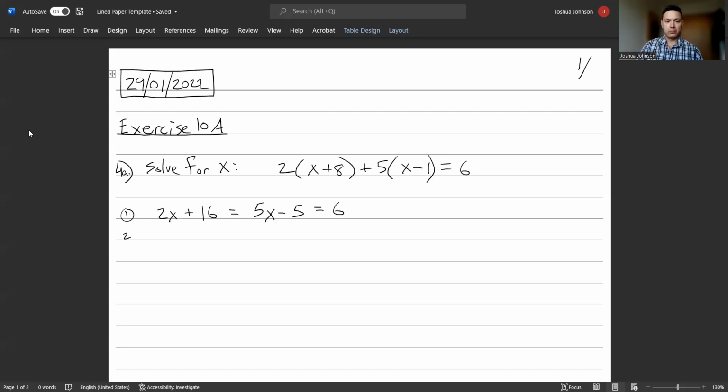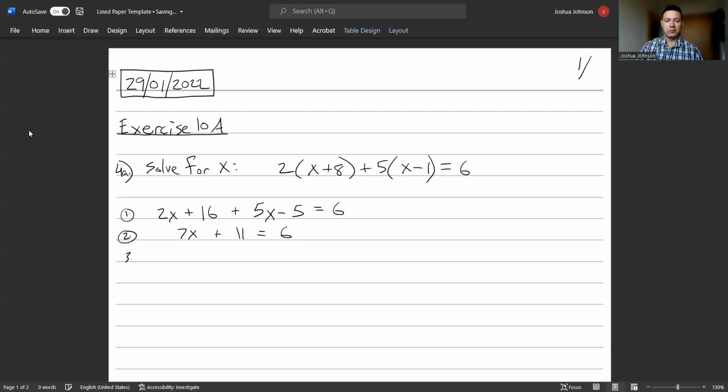Now, step 2, collect like terms. So I bring the 5x over, or the 2x over, whichever I prefer. Oh, oops, I made a mistake already. That should be a plus sign. So collecting like terms: 2x plus 5x is 7x, and 16 minus 5 is plus 11. Plus 11 equals 6.